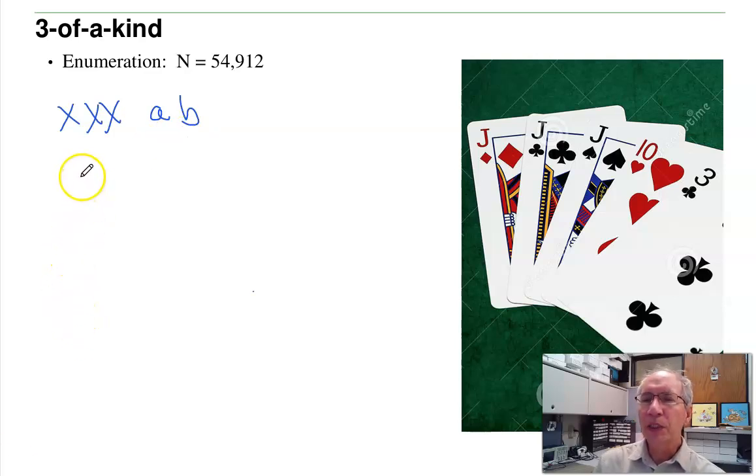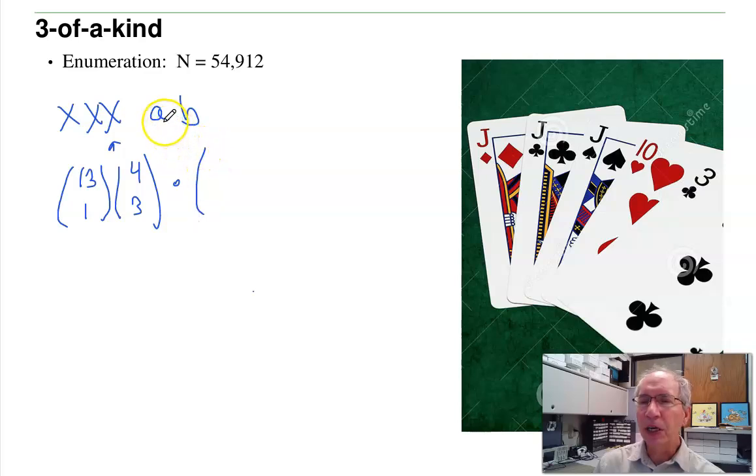Okay, so here's one way you could do that. Again, there are 13 different values, ace through king. Pick 1 for X. There are 4 X's in the deck. Choose 3. That takes care of this guy. Now, what I could say is there are 12 values that aren't X. Pick 1 for A. There are 4 A's in the deck. Pick 1. And there are now 11 values for B. Pick 1. There are 4 B's. Pick 1.